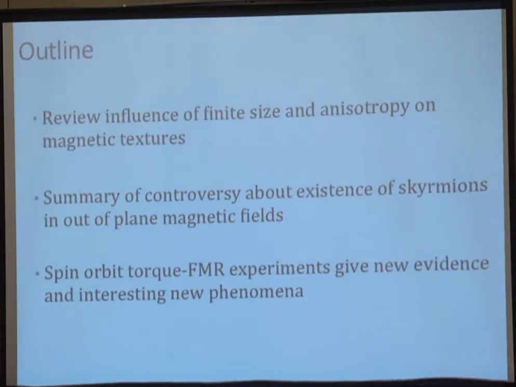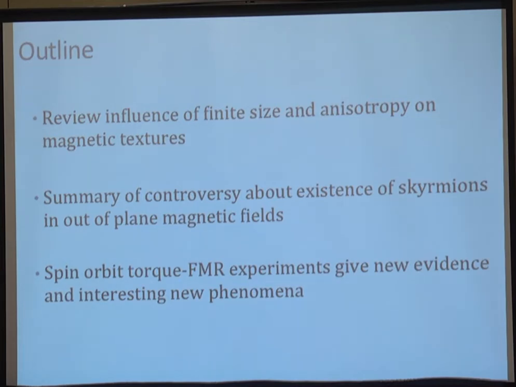So in this talk, I'd like to review the role of finite size and anisotropy in developing magnetic textures in chiral magnetic materials. We've already heard a fair bit about this. There are a number of things that can stabilize skyrmions. These are the two contributions that I want to focus on in my talk. My talk is a little bit unusual, maybe, for this conference, because I'm going to show you where skyrmions are not, rather than where they are.